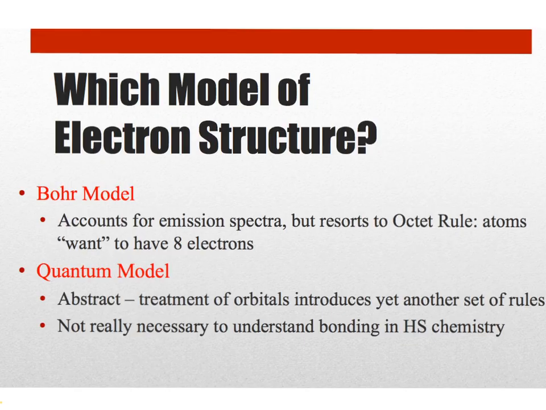The Bohr model does provide evidence of discrete electron energy levels, but we typically end up resorting to the octet rule for describing bonding. We say atoms want to have 8 electrons in an energy level, but without providing any real physical mechanism for why it must be 8.